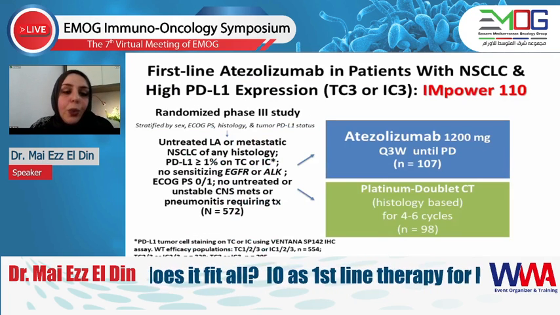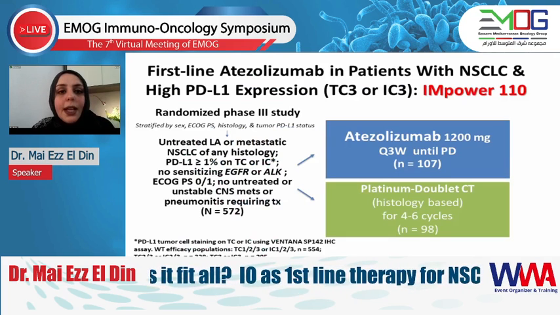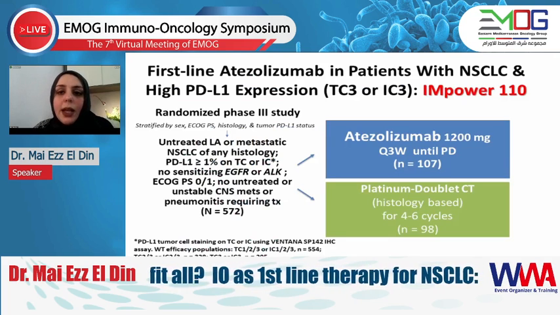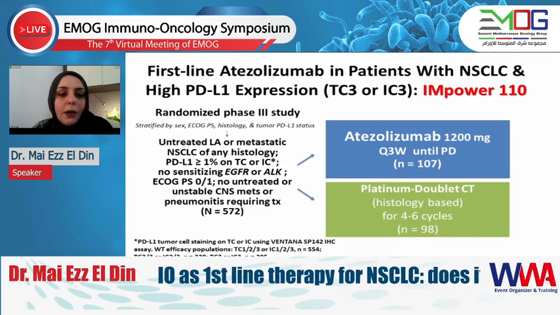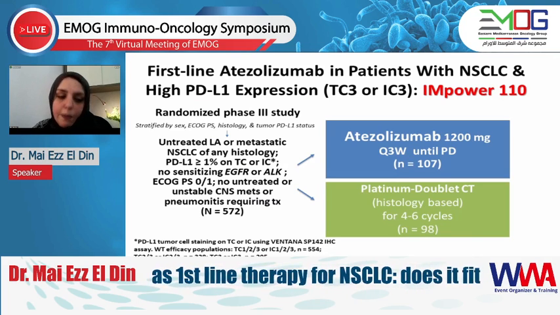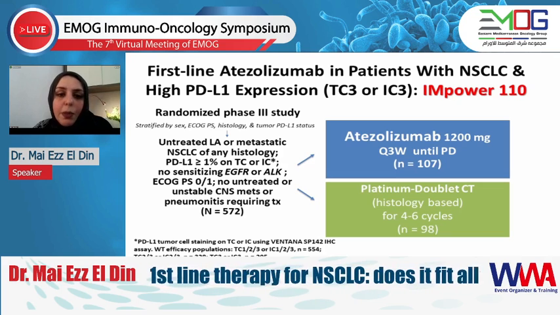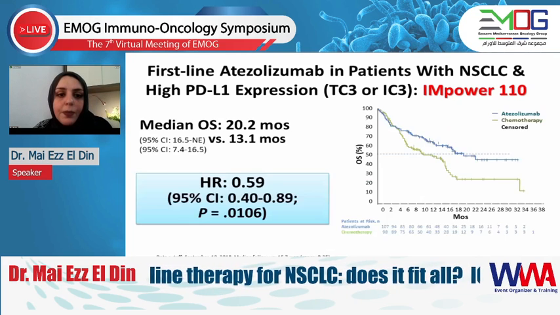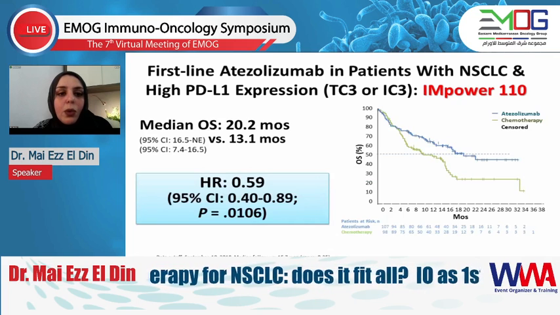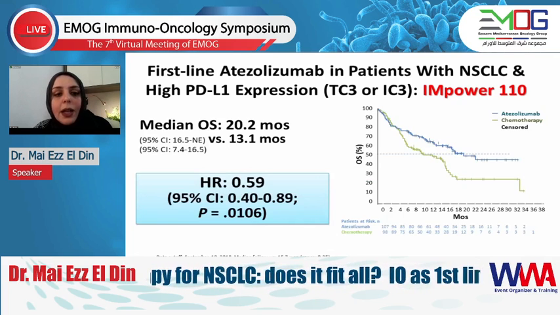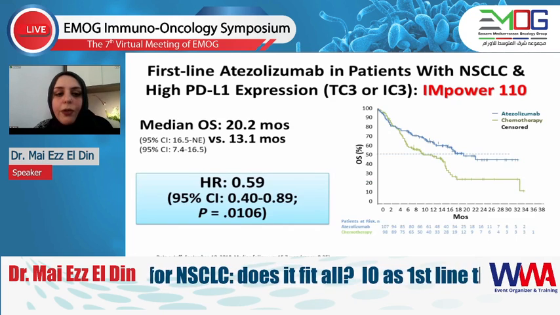The second agent we will be talking about as monotherapy is atezolizumab in the IMpower 110, again, atezolizumab versus platinum, and no EGFR or ALK were admitted in this as in the previous KEYNOTE trials. And here we see a positive overall survival, almost 7-month benefit, and hazard ratio close to the 0.6, 0.59.